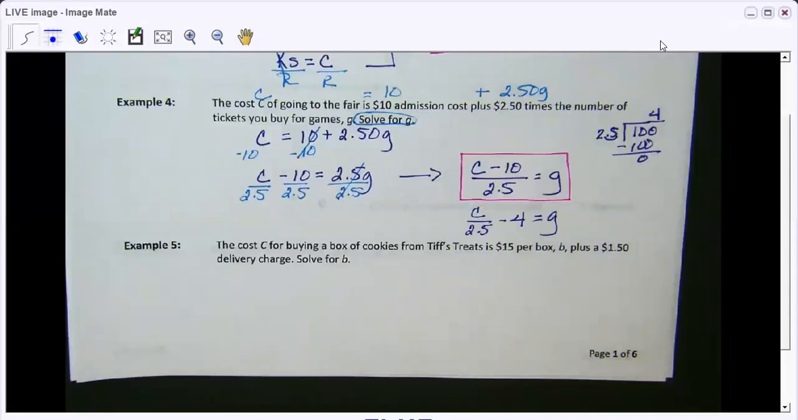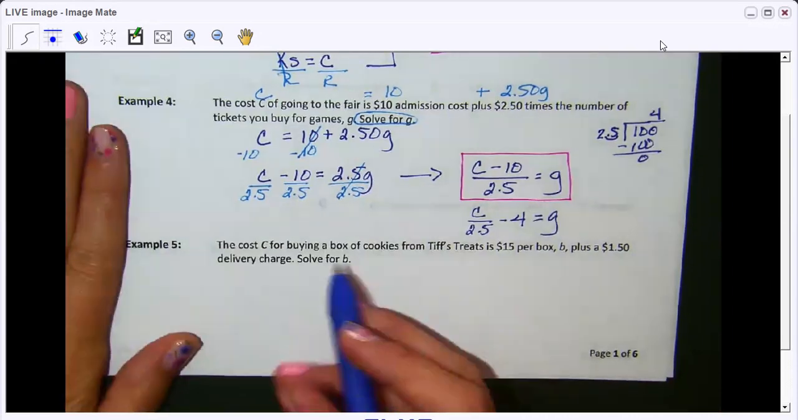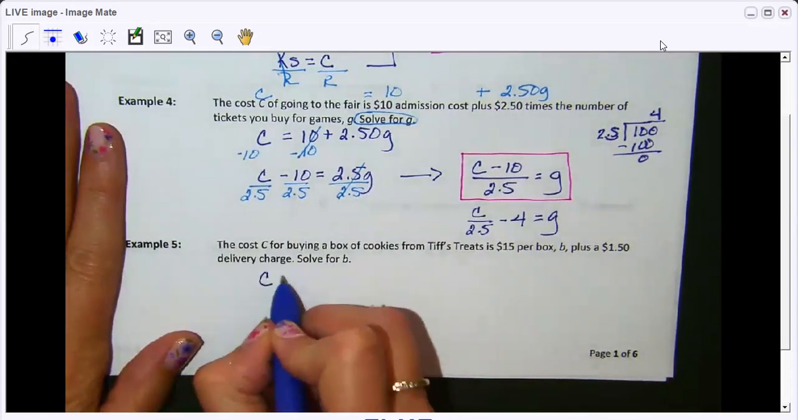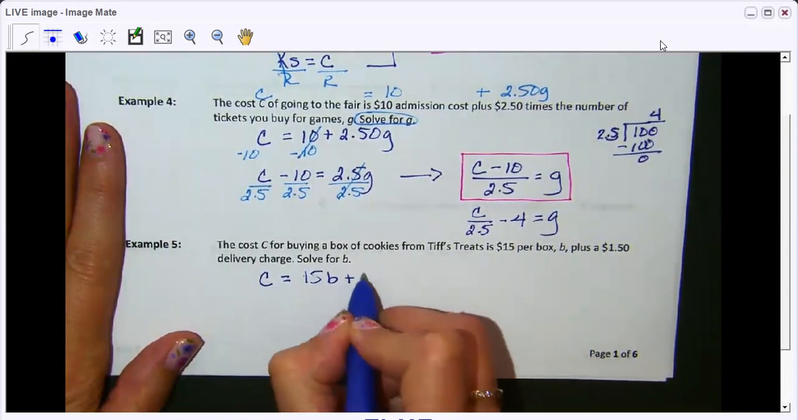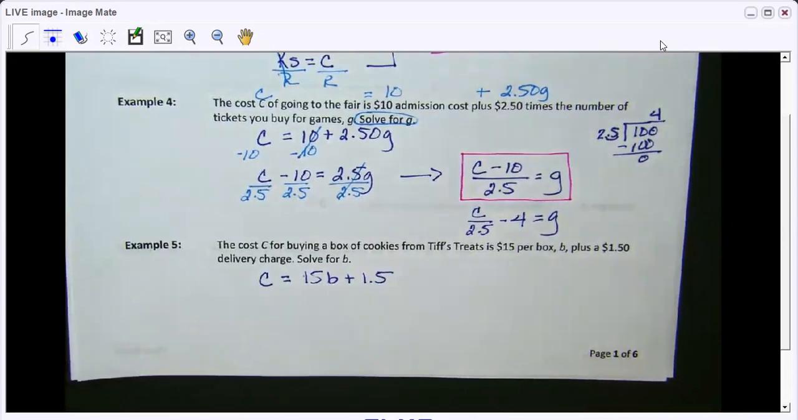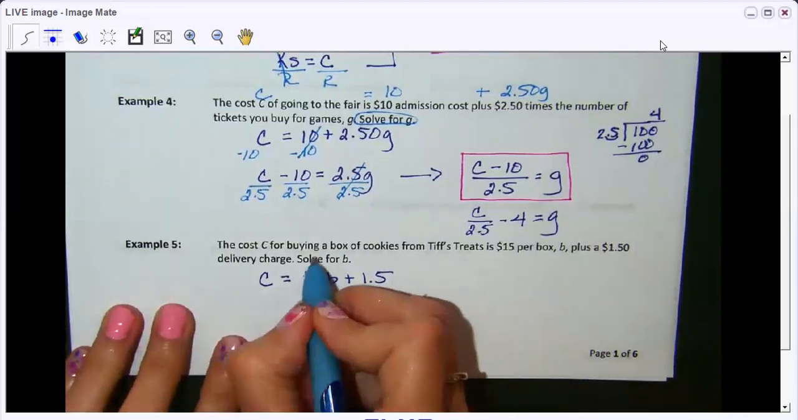All right, somebody who has not answered, raise your hand and tell me what you think the equation is. You know anything? No? Okay, go ahead, Diego. C equals 15B plus 1.5. Yes, good. All right. Now, I want you with your partner to solve for B. It's asking you to solve for B.